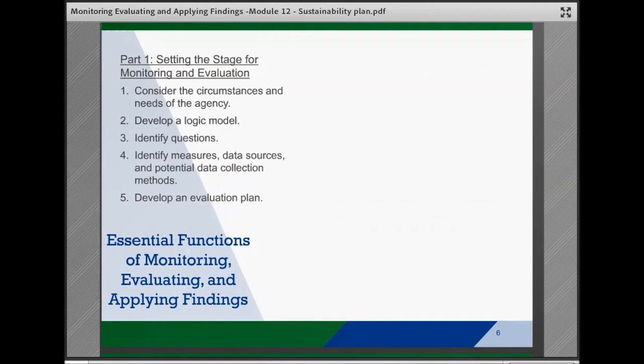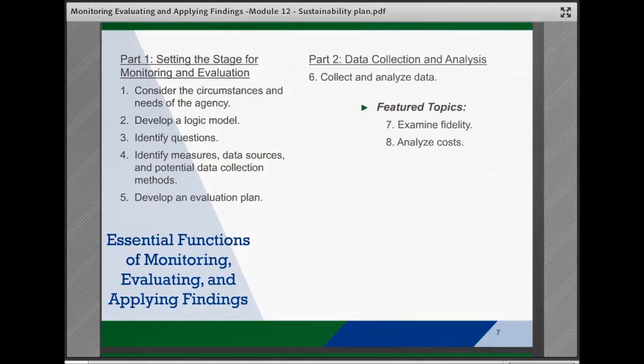Part 1 is setting the stage and includes considering the circumstances and needs of the agency, developing a logic model, identifying questions and identifying the data measures, sources, and collection methods that will answer them, and then developing an evaluation plan. Part 2 is collect and analyze data, and it includes strategies to put the evaluation plan into place by collecting and analyzing the data outlined, and then 2 special featured topics that are a version of data collection and analysis. They are examining fidelity and analyzing costs.